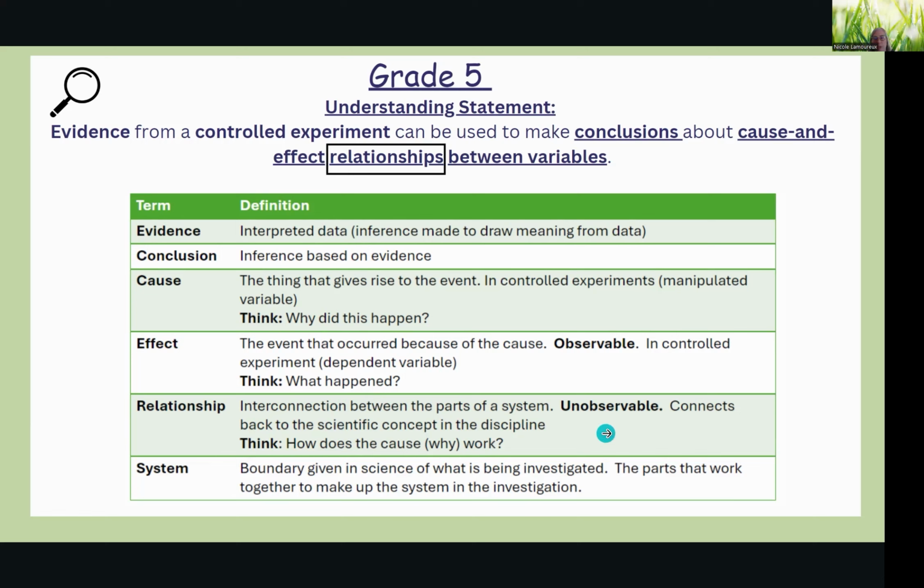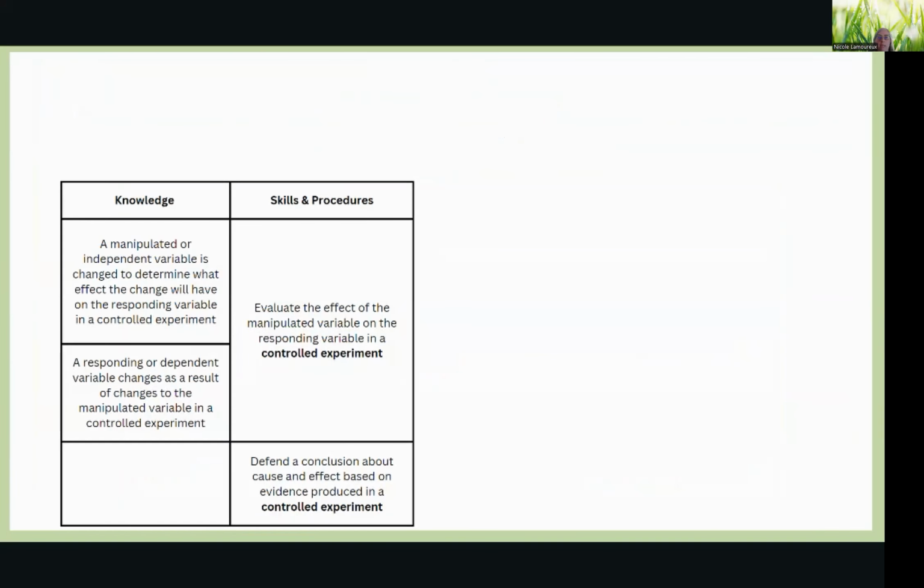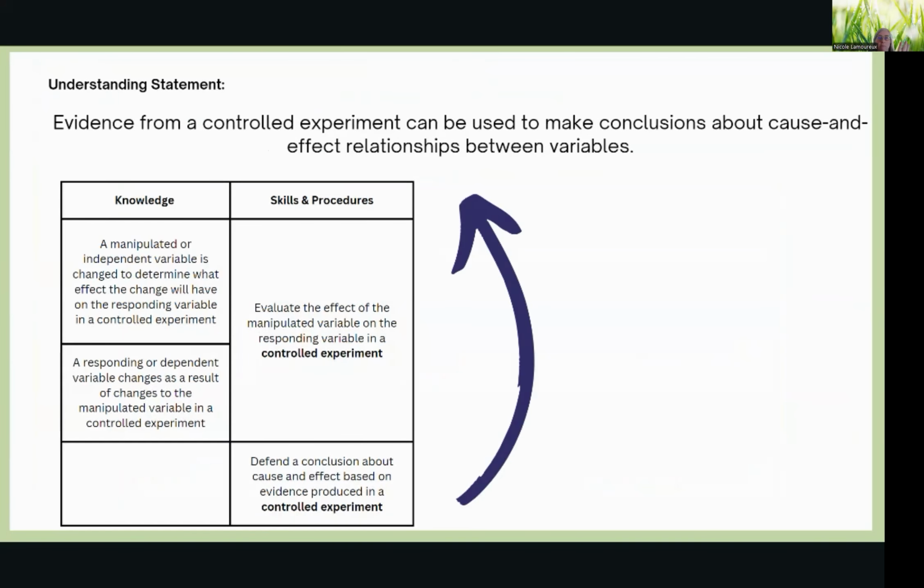So this will make way more sense when I show you the classroom example. But it is really getting to that depth. Like if we talk about surface, deep, transfer, we're getting to the deep piece of the learning because it's connecting to the scientific concept or the big idea in science. So what the students are thinking about when they're thinking about the relationship between the variables is not only why did this happen, but how did that cause make the effect happen? So I'm going to show you an example in a moment.